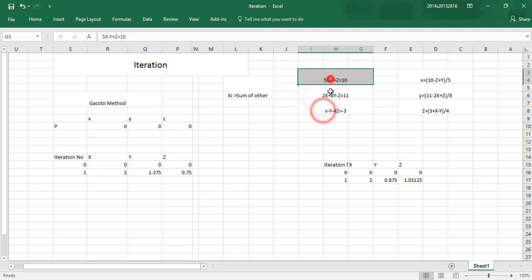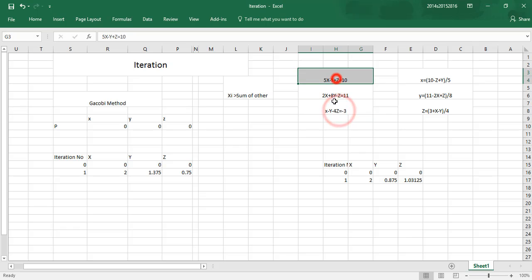The three equations here, and we want to get x, y, and z as functions of the other variables. As you see here, x is a function of z and y, y is a function of x and z, and z is a function of x and y. We get the three variables from these three equations.